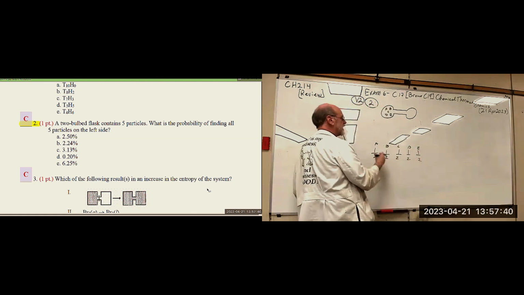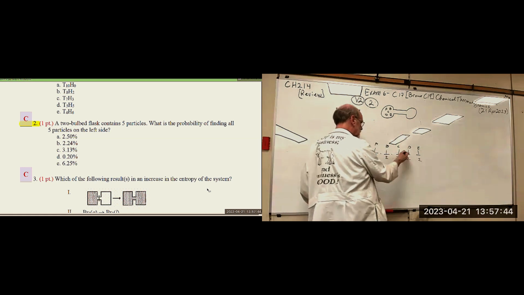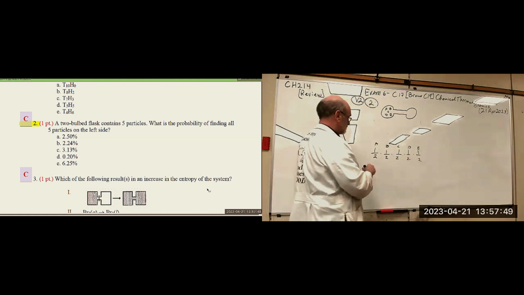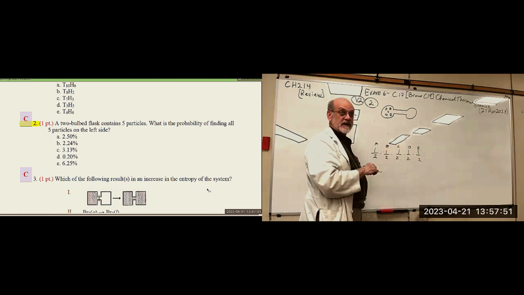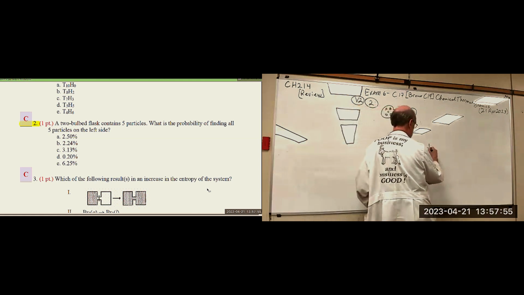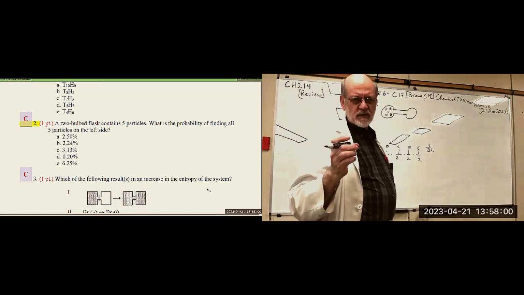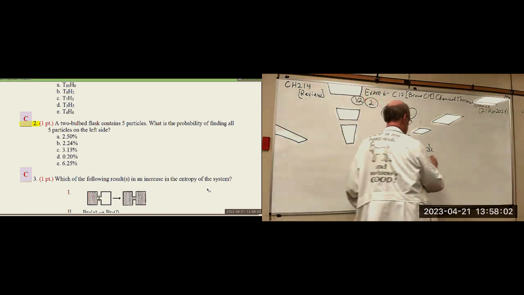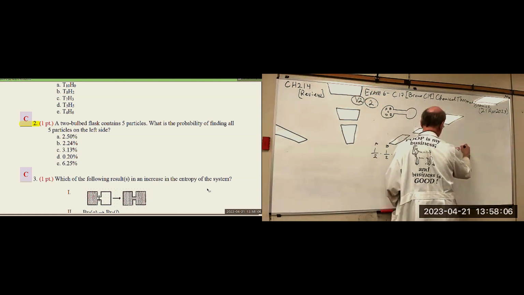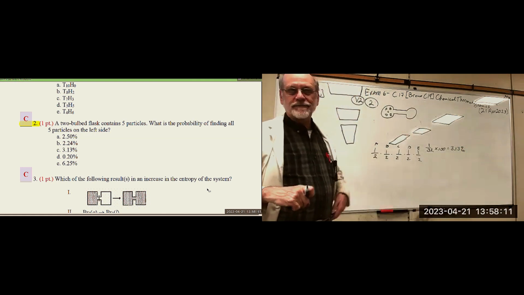But the probability of finding them all in one place together at the same time is to multiply those probabilities together, which is 2 to the 5th, or 1/32. And they've got it in percent, so percent would be 3.13. This would be times 100. Okay, that's the way you do that.